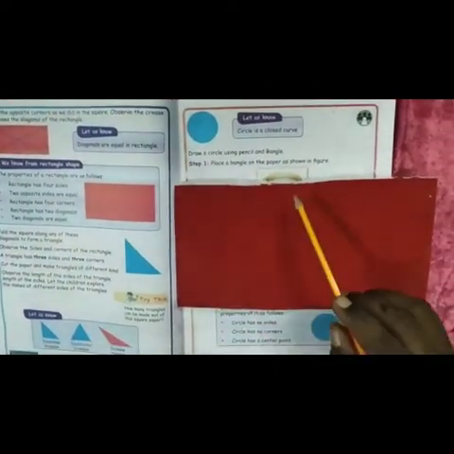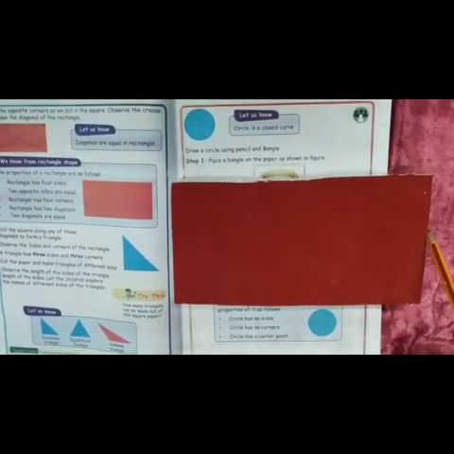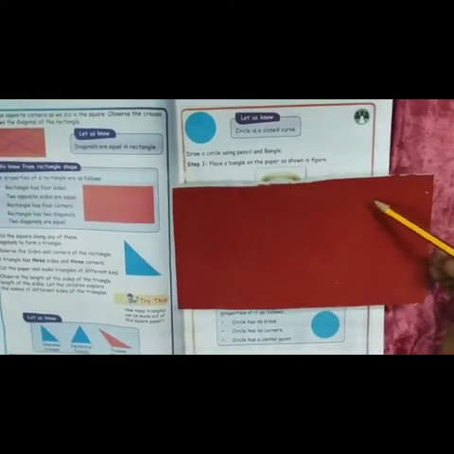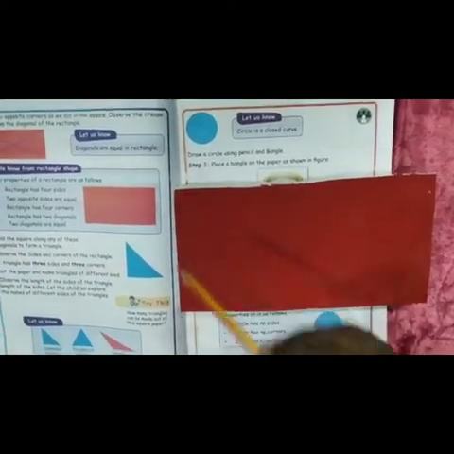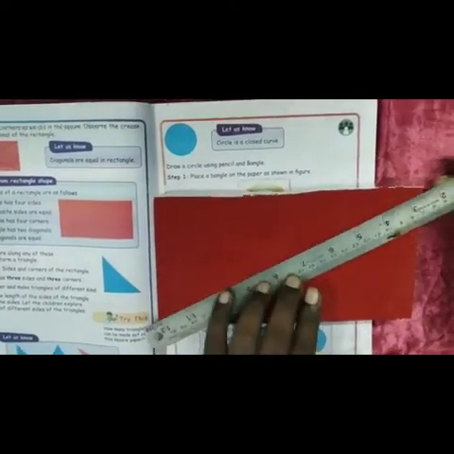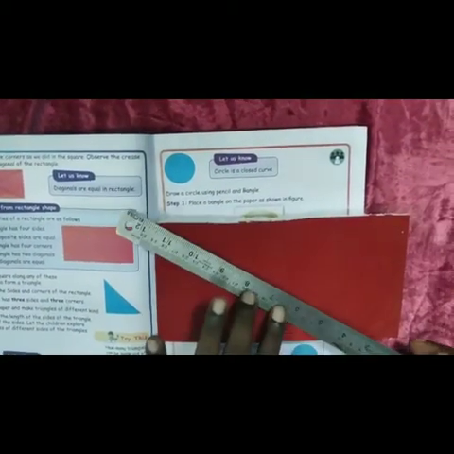I will repeat once again. The rectangle has 4 sides. 1, 2, 3, 4. The opposite sides are equal. 1, 2, 1, 2. Rectangle has 4 corners. 1, 2, 3, 4. Rectangle has 2 diagonals. These 2 diagonals are equal. As we measure, it is equal.